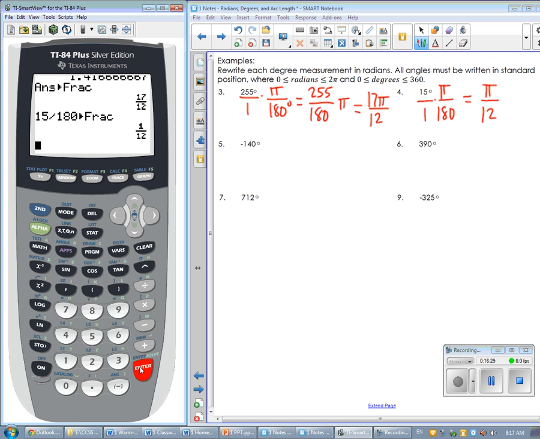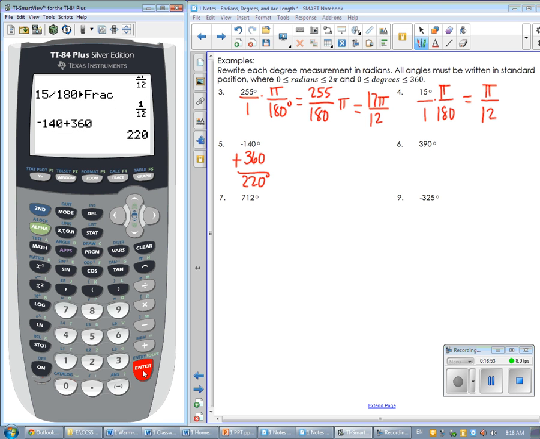Number 5, I have to be careful of because I'm dealing with a negative angle. So I need to correct it first. And to correct it, if I've got an angle that's less than 0, I need to add 360 to get it back on my unit circle, or back on my first rotation. So if I have negative 140 plus 360, that's going to be equivalent to a 220 degree angle.